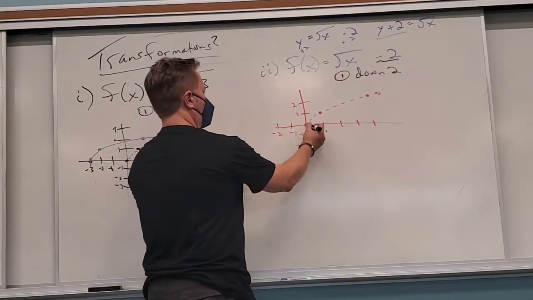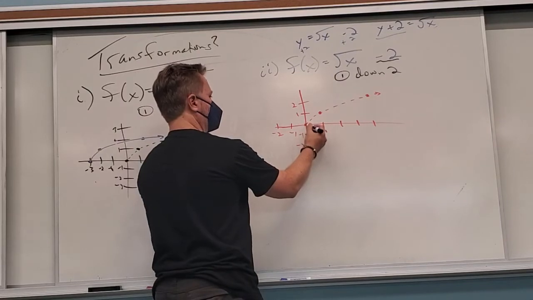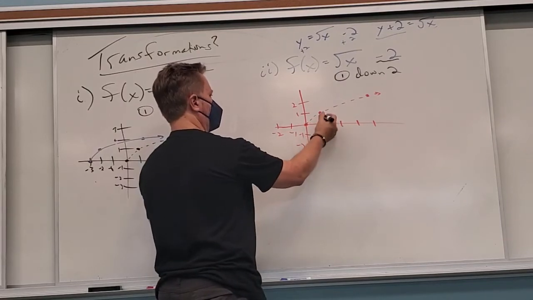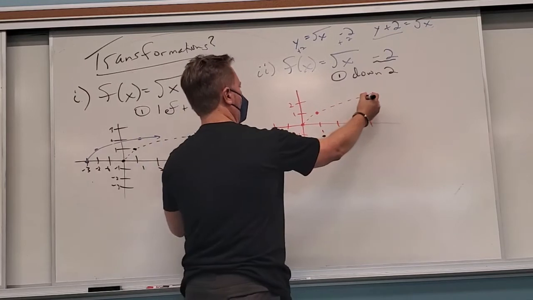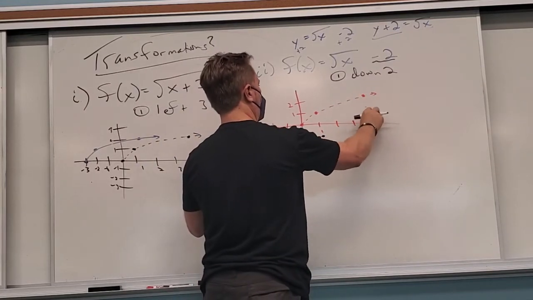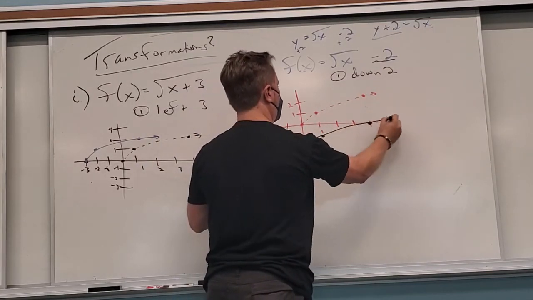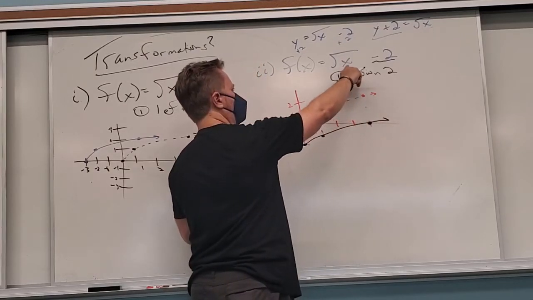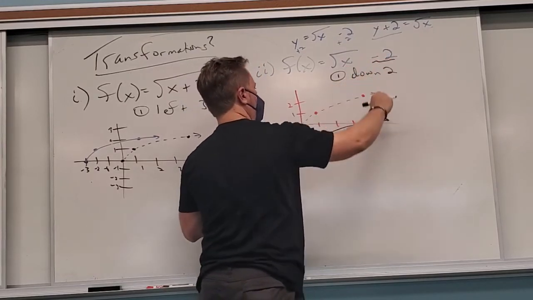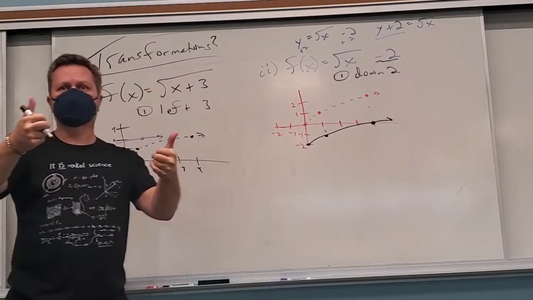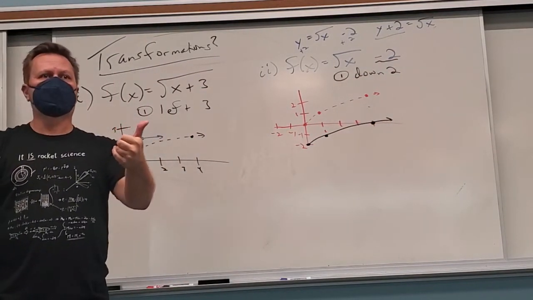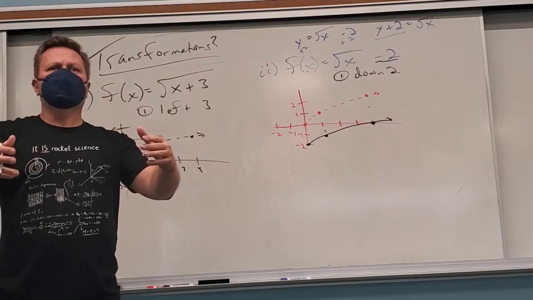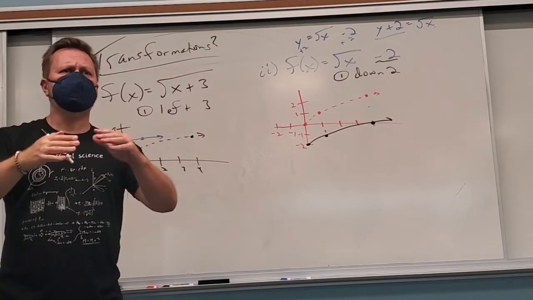So where does this point go? Down 2. Down 2. So I can check my work. When I put a 4 in, what do I get? Square root of 4 is 2, minus 2 is 0. Sweet. I'm where I'm supposed to be, yes?